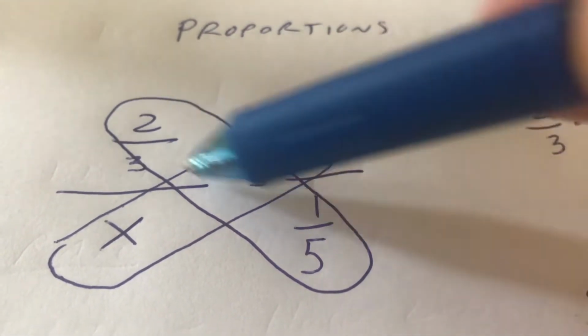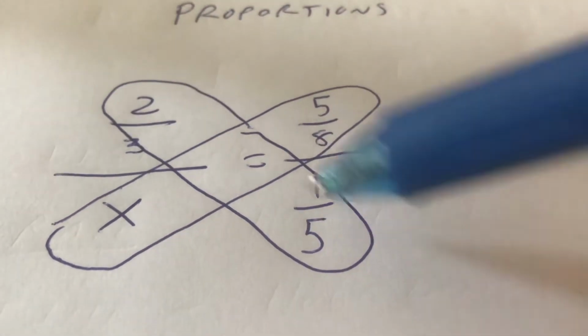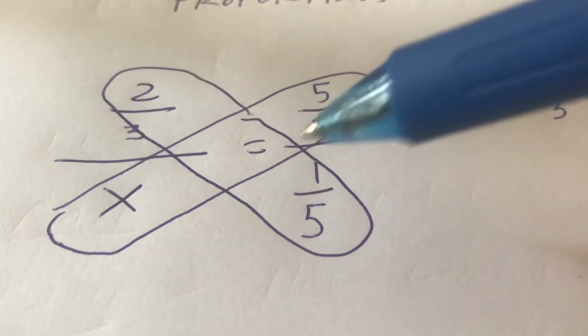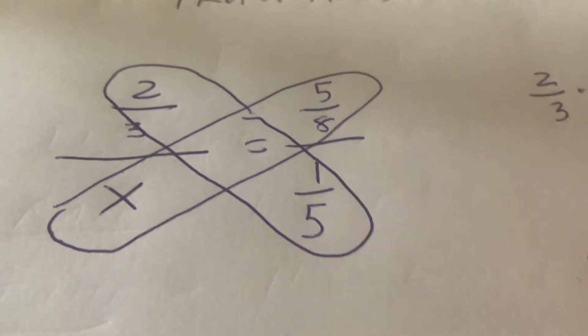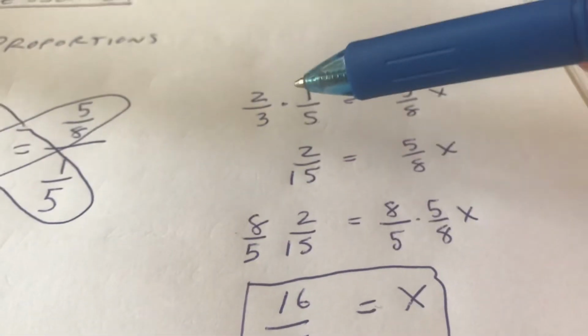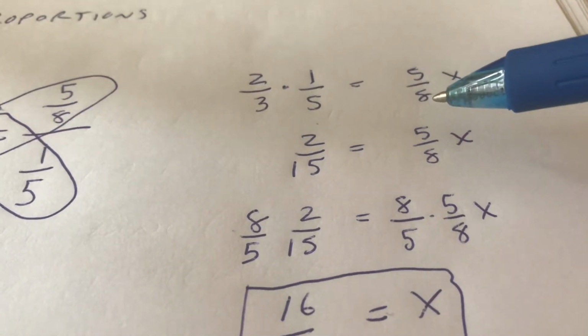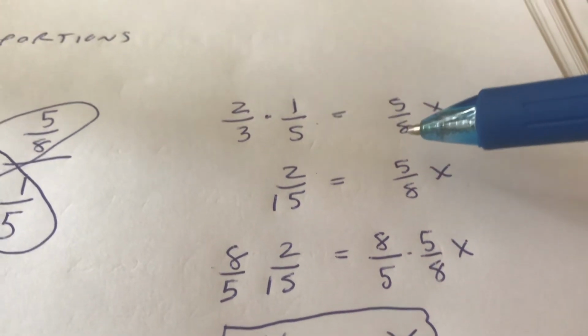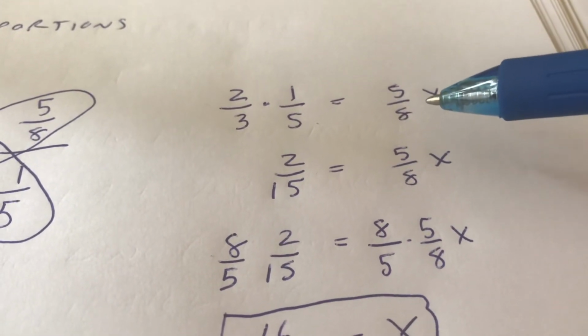So when you cross multiply, you make a cross. So these two multiplied together equal these two multiplied together. So what do we get? We get 2/3 times 1/5 equals 5/8 times x. We usually write the number before the x.